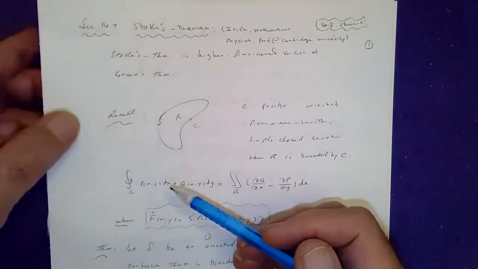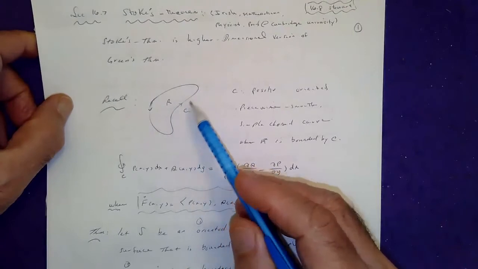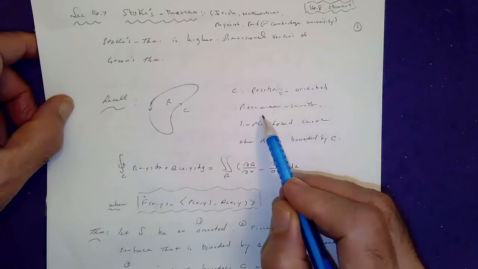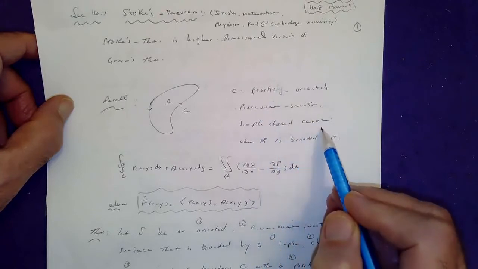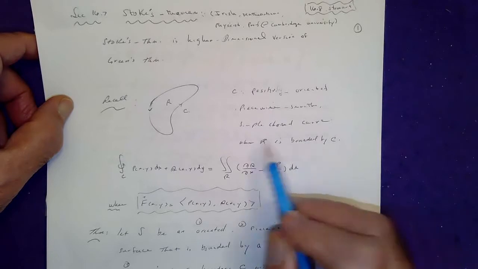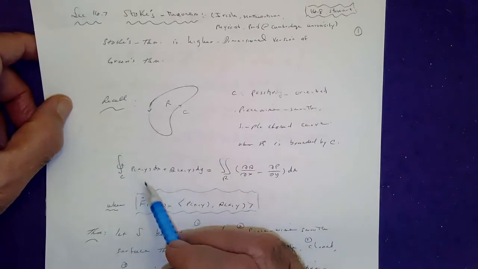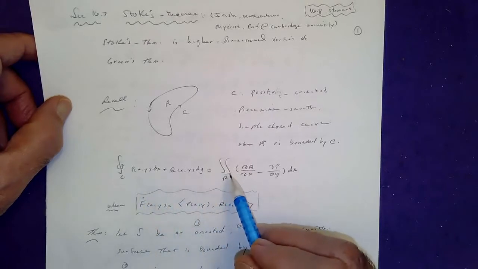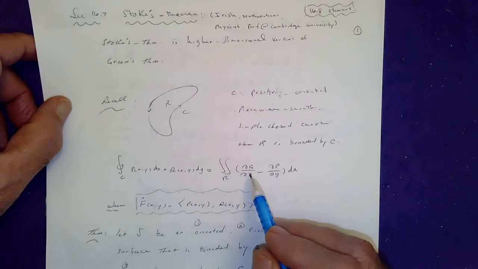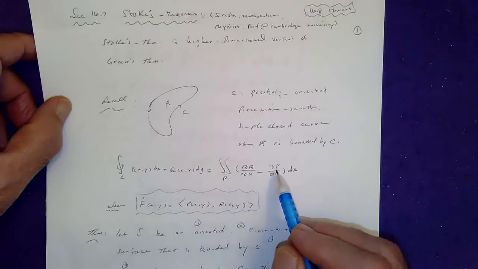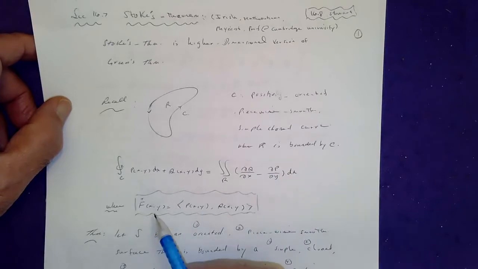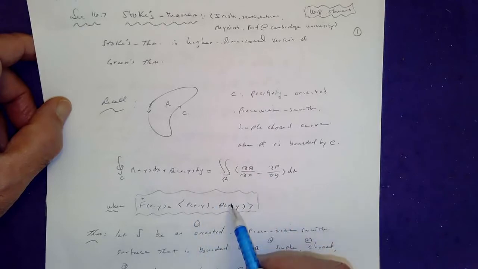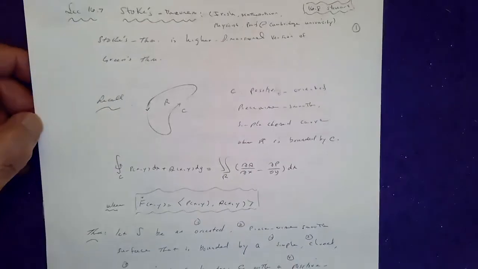So recall that Green's theorem was: if the boundary of the region is a positively oriented, piecewise smooth, simple closed curve C, where R is bounded by C, then the line integral over the vector field was equivalent to the double integral of the partial of Q with respect to x minus the partial of P with respect to y dA, where the vector field's x component was the function P, and the y component was the function Q.